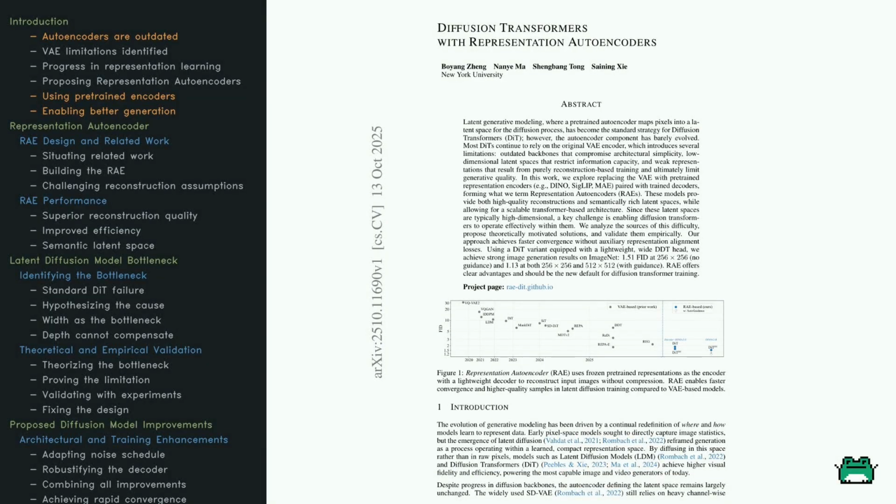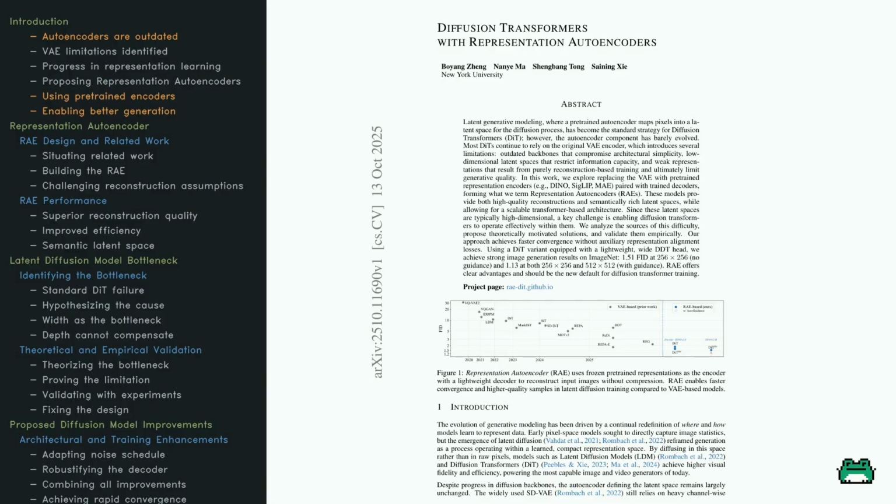All right, let's dive into this paper. The core idea is actually quite simple and elegant. For a while now, the go-to method for creating high-quality images, like with Stable Diffusion, has been latent diffusion. Instead of working with giant, messy pixel data, you first use an autoencoder to compress the image into a smaller, cleaner latent space. Then, you run the diffusion process there. It's faster and more efficient.